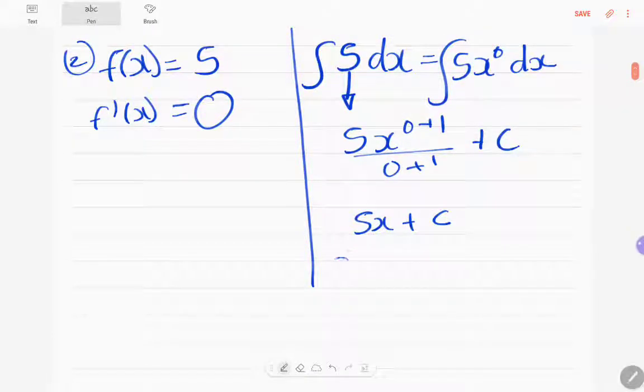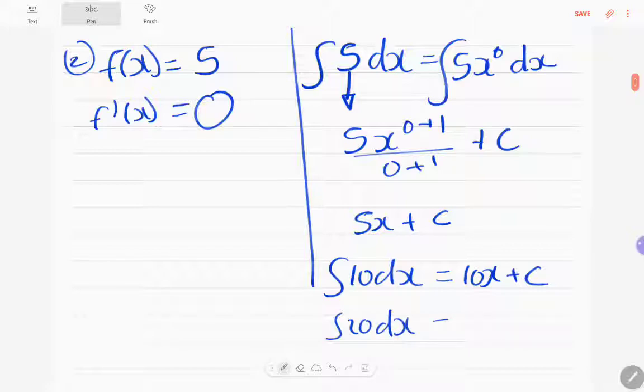That means the integral of 10 dx, the answer will be 10x plus c. The integral of 20 dx, the answer would be 20x plus c. So this is basically the constant with an x plus c. So this is the answer.